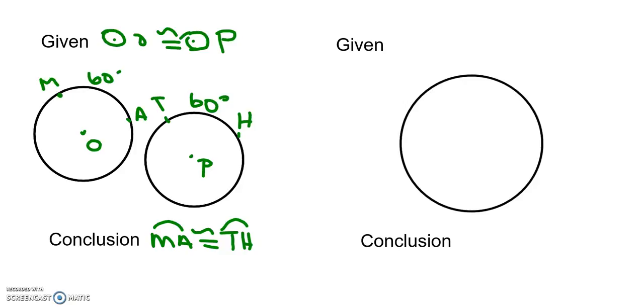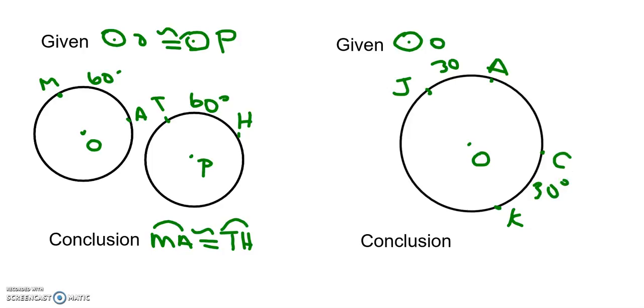Also, this works if we have congruent arcs that have the same measure on the same circle. So here we're given circle O, okay, and let's say we have from J to A is 30, and then from C to K is also 30 degrees. Then we can conclude that arc JA is congruent to arc CK.